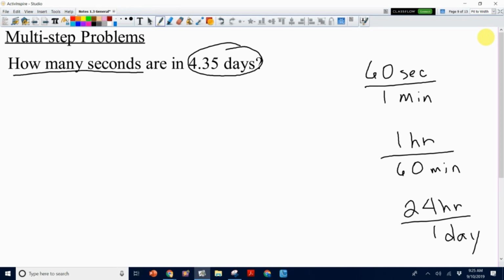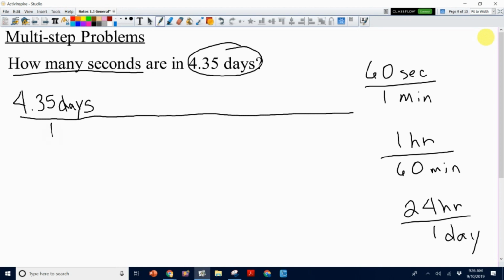Okay, so let's start with our given, 4.35 days, over 1. All right, what unit do I want to get rid of? Well, I want to get rid of days. So where do I put that unit so we can force it to cancel? In the bottom.